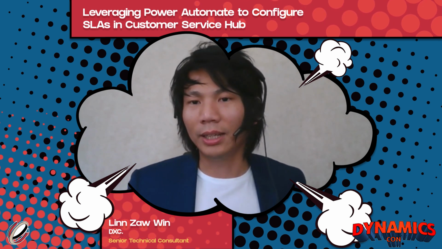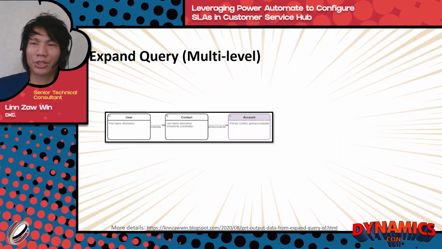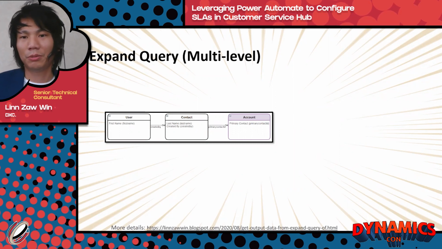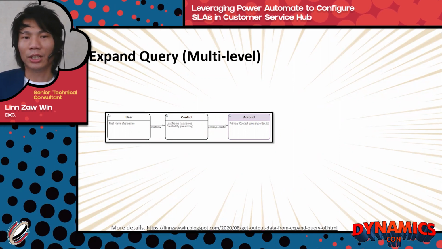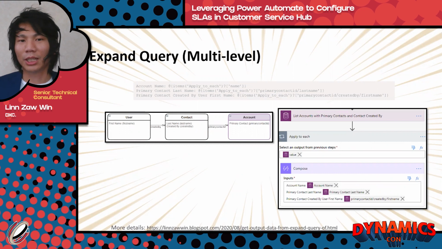And as I mentioned just now, if we want to use the multi-level entity relationship for the expand query, the field values will not be available in the dynamic value list. In this case, you can either use the Parse JSON action, as I mentioned in the previous slide, or if you're brave enough to write your own flow expression, you can write the related expand query based on the slash for the lookup name.